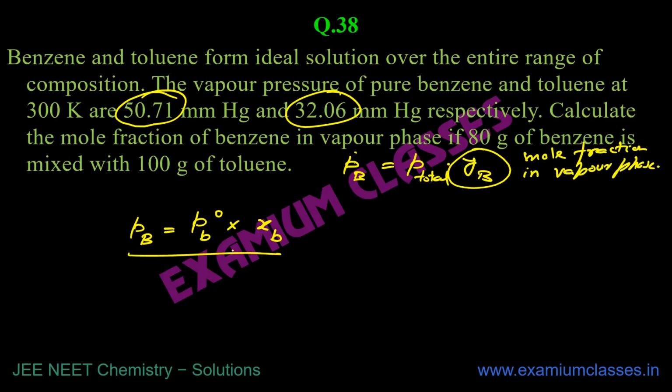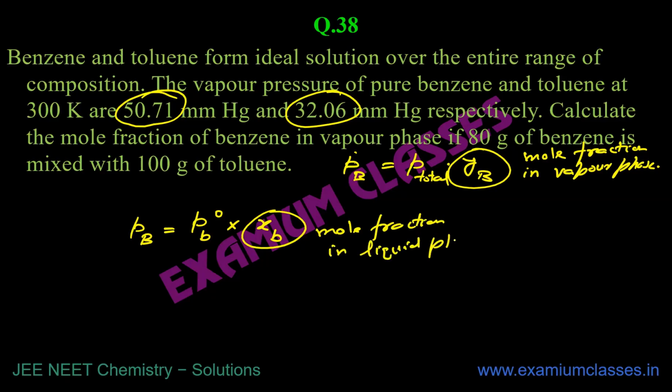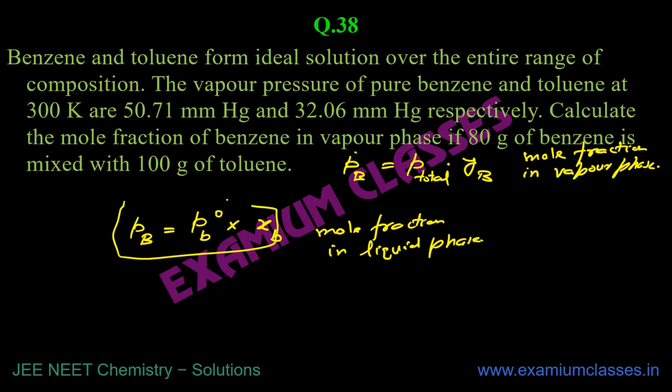And when you use this formula, this XB is the mole fraction in liquid phase. So from this formula, you will get PB, because PB naught is given and XB you can calculate. So you will calculate PB from here, you will substitute that one.